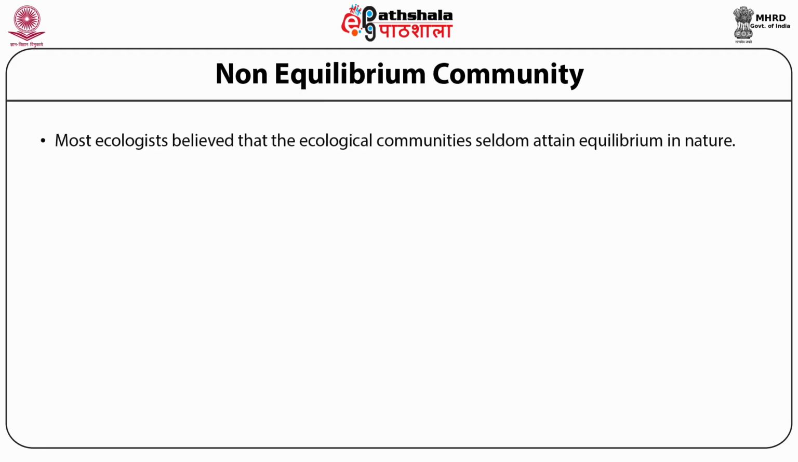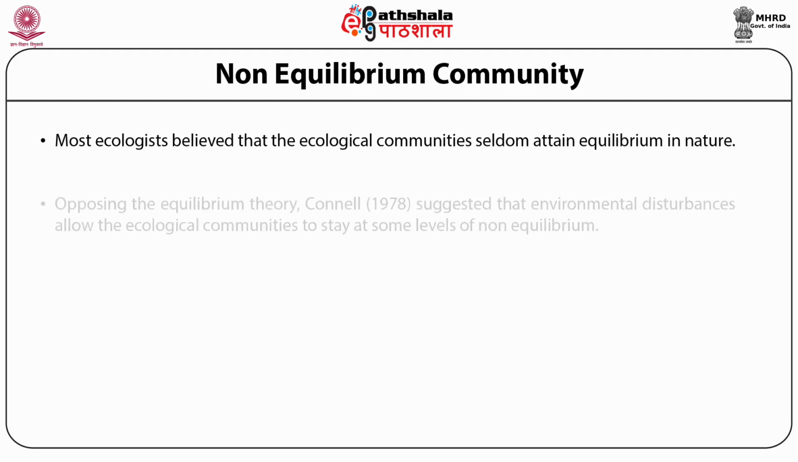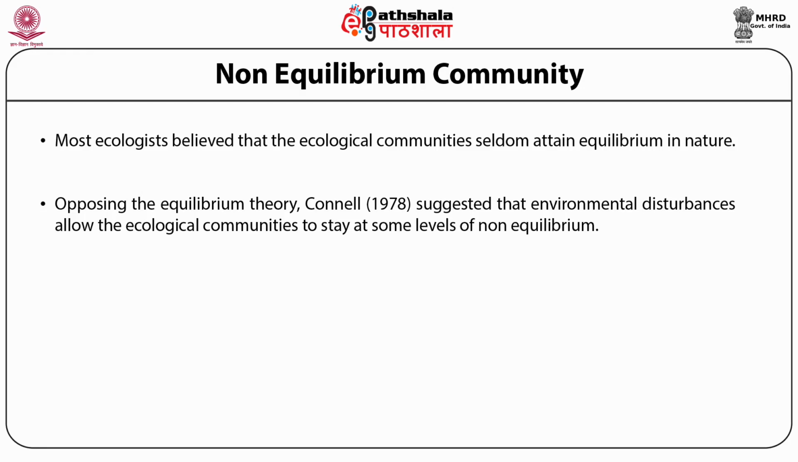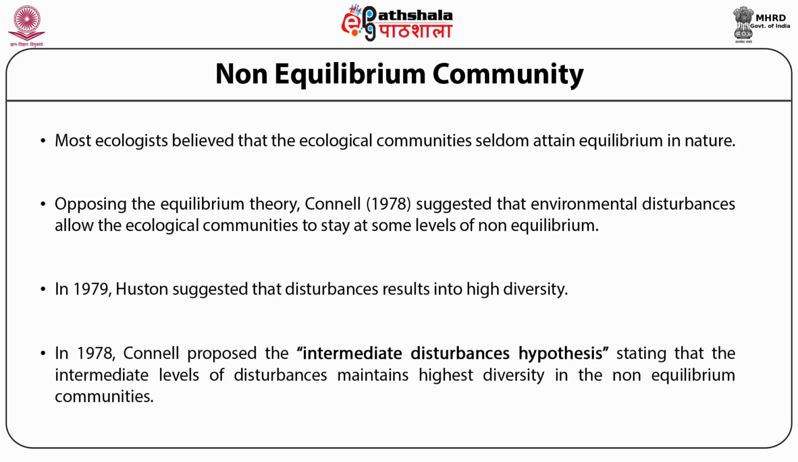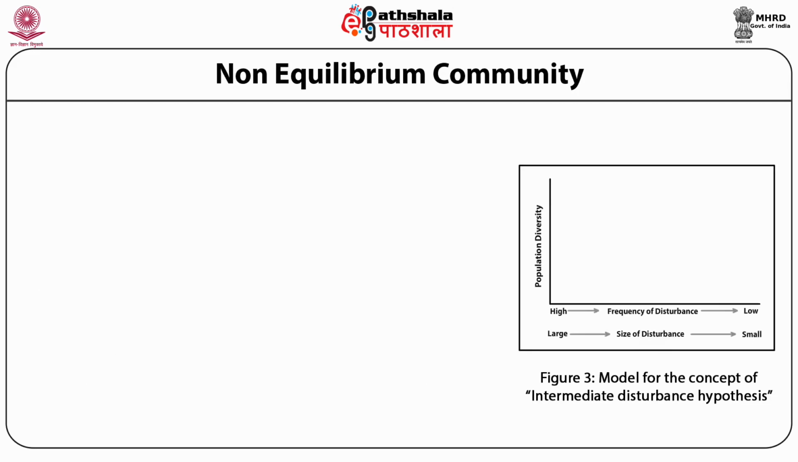Non-equilibrium community. Most ecologists believe that ecological communities seldom attain equilibrium in nature. Opposing the equilibrium theory, Connell in 1978 suggested that environmental disturbances allow the ecological community to stay at some level of non-equilibrium. In 1979, Hudson suggested that disturbances result in high diversity. In 1978, Connell proposed the intermediate disturbance hypothesis, stating that intermediate levels of disturbance maintain high diversity in non-equilibrium communities. This figure represents a model for the concept of the intermediate disturbance hypothesis.